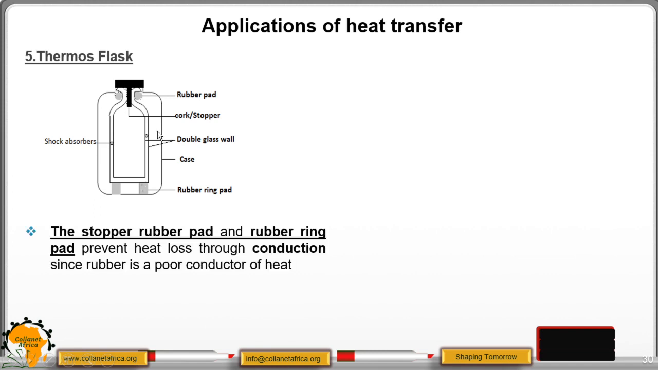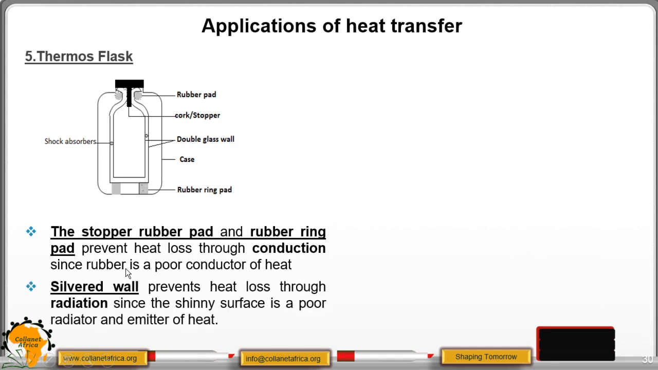Then we need to know how each and every part prevents heat loss inside the vacuum flask. We start with the stopper. This prevents heat loss through conduction, because the rubber is a poor conductor of heat. Then we have the silvered walls. The double walls prevent heat loss through radiation because they are shiny, and shiny bodies are poor radiators of heat, or poor emitters of heat.